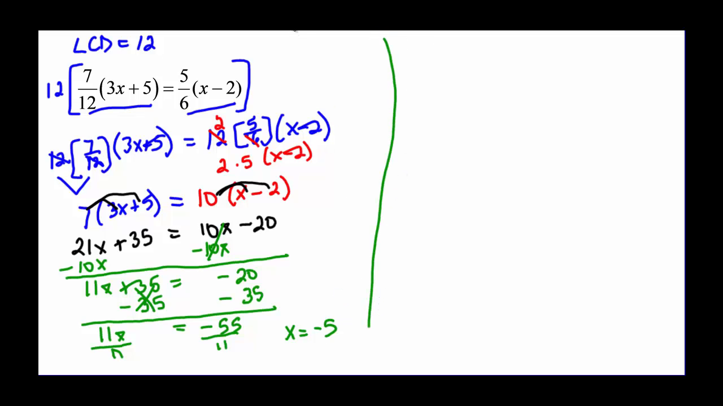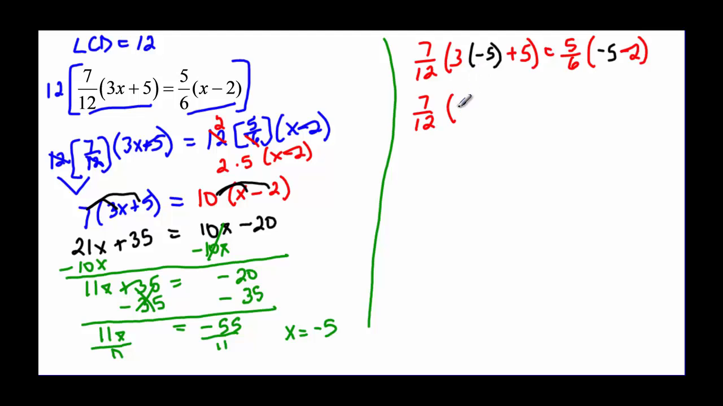So let's check. 7 over 12 times 3 times my negative 5, which I found out x to be, plus 5 is equal to 5 over 6 times my negative 5, which I found out x to be, minus 2. Well, this is 7 over 12. This is negative 15 plus 5. And I'll just simplify this side.